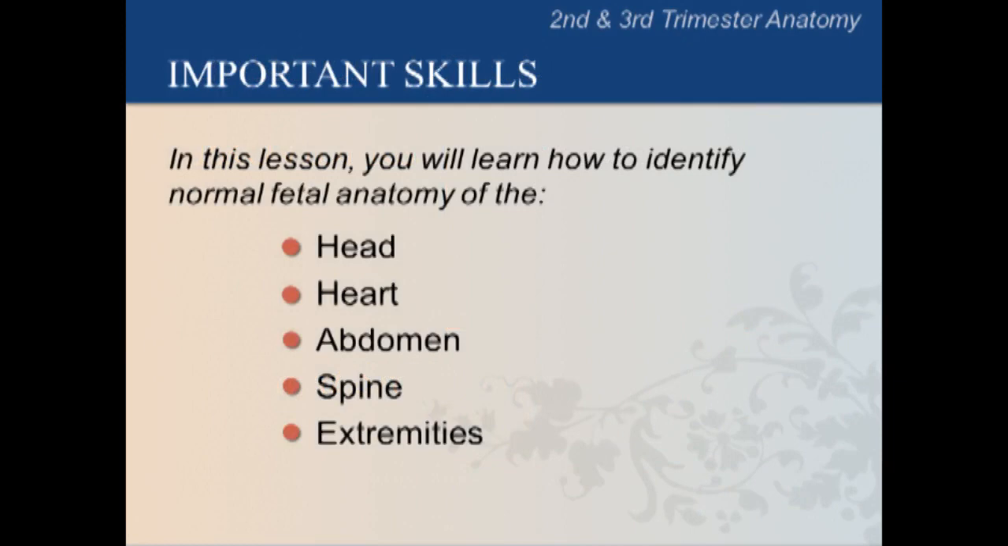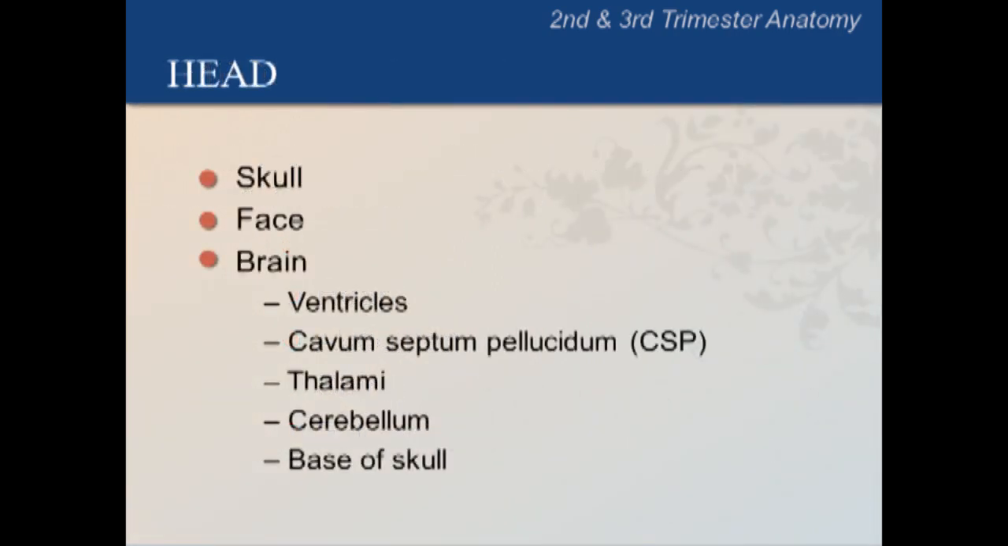In this lesson, you will learn specifically how to identify the normal fetal anatomy of the head, heart, abdomen, spine, and extremities in the 2nd and 3rd trimesters when these structures are readily visible. We will also show how to recognize the skull, face, and structures of the brain, including the ventricles, cavum septum pellucidum, that we sometimes abbreviate as CSP, thalami, cerebellum, and base of the skull.